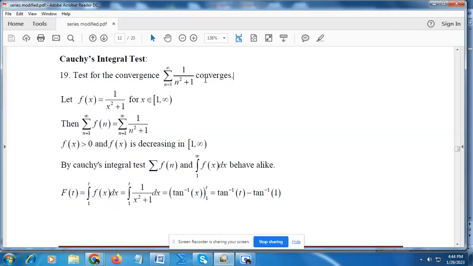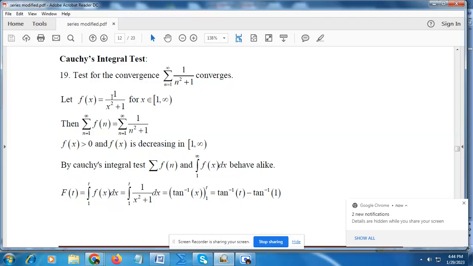For discussing by Cauchy's integral test, first you write f of x. We already have the nth term 1 by n square plus 1. You just write x for n, so f(x) is 1 by x square plus 1, for all x in [1, infinity), because it runs from 1 to infinity. Then sigma of f(n), with n running from 1 to infinity, is sigma 1 by n square plus 1.